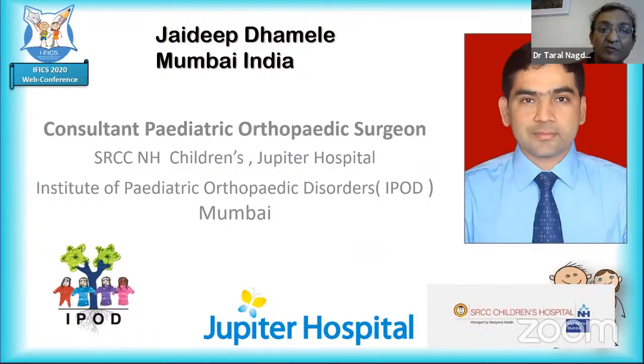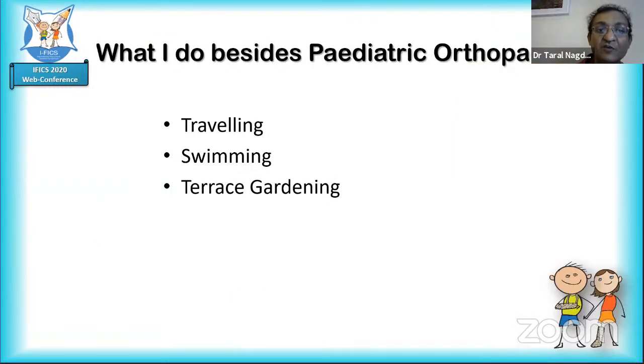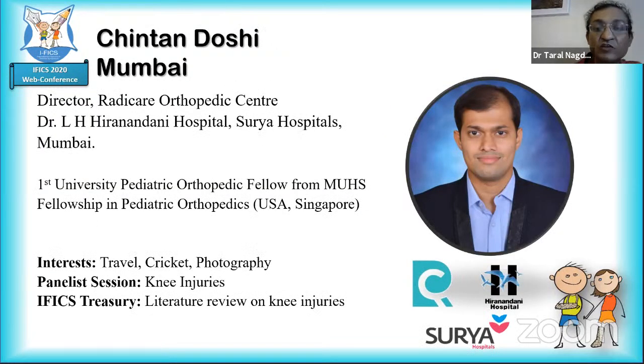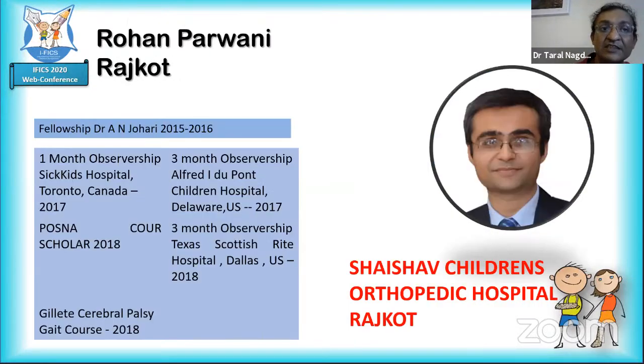Jaideep Damele is a young pediatric orthopedic surgeon from Bombay, attached to Jupiter Hospital, SRCC Children's Hospital, and IPOR. He loves traveling, swimming, and terrace gardening. And what is not mentioned is dancing. His dance is to watch for at all POSI meetings. Vivek Srivastava is a foodie from Indore. Besides being a very good pediatric orthopedic surgeon, he has excellent organizational skills. We have seen that in the national conference last year. Chintan Doshi is well-traveled, well-trained, and now settled in Bombay, and he's interested in pediatric orthopedics and sports medicine. And Rohan Parwani is from a small town of Gujarat called Rajkot. He has excellent surgical skills, excellent presence of mind, and willingness to learn. These young guys are the future for OC and IFICS, I want to say.